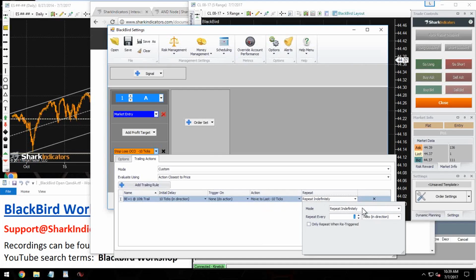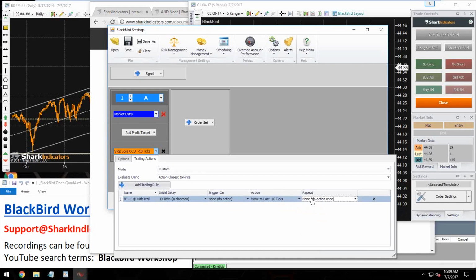So in other words, let's say if we had no repeat. So if we turned our repeat off, that means this trailing rule would only happen one time. There's no repeat anymore. This trailing rule is not going to repeat. It's just going to happen one time. So if we turn it off, what that means is basically this just becomes a break even. It's just a simple break even rule now. So there's no trailing behind it because the action is not going to repeat anymore. This action only happens one time if we turn the repeat off.